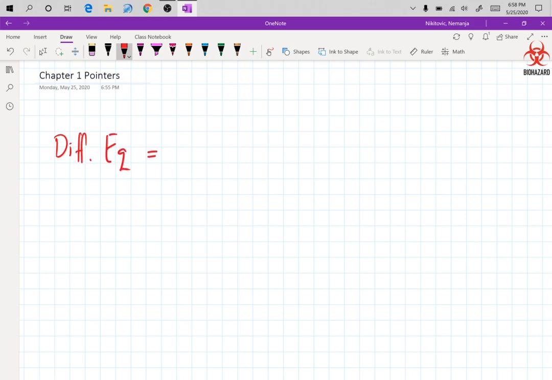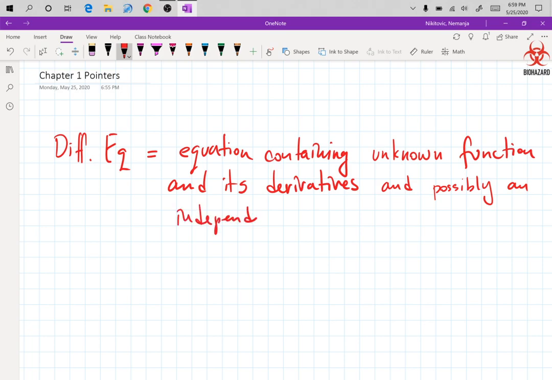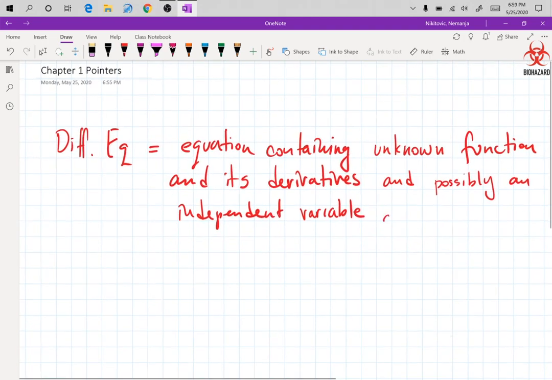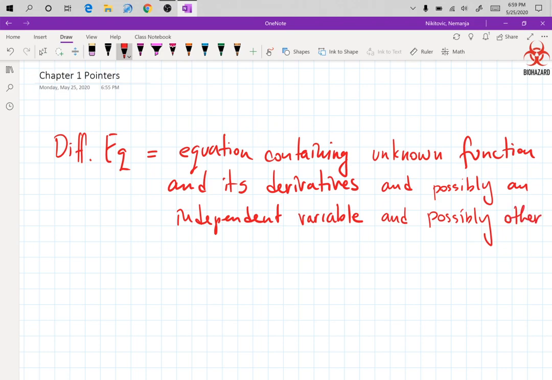A differential equation is an equation containing an unknown function and its derivatives and possibly an independent variable and possibly other functions.